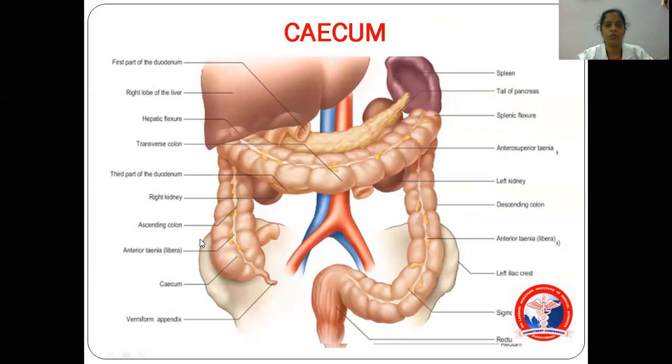Now we are going to see the caecum. In this part you can see this dilated sac-like structure, named the caecum. It is seen on the right side. Its height or length and breadth are more compared to the rest of the large intestine. This is the location of the caecum. Here you can see the ileum, which opens into the caecum.